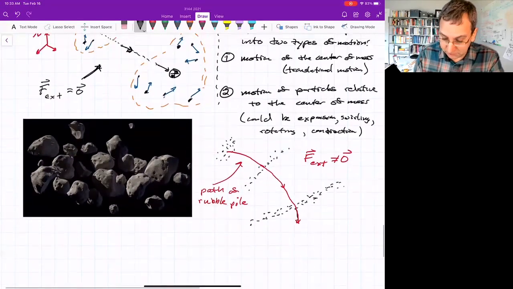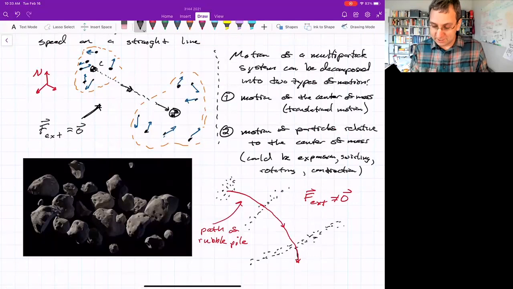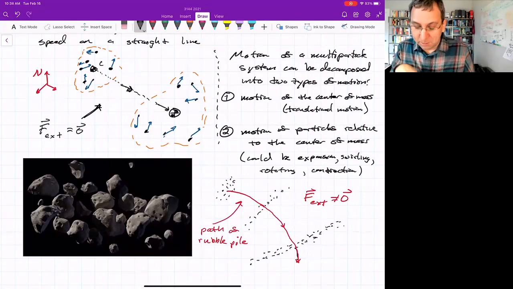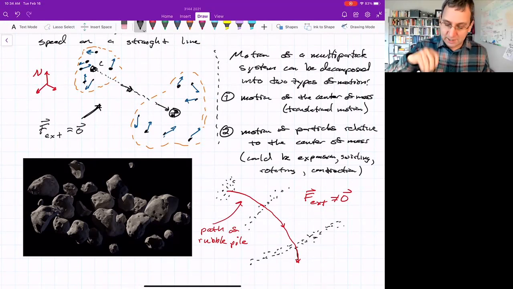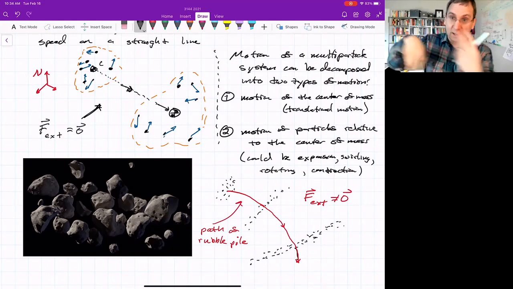So that's the superparticle theorem. The upshot, this thing on the right, is how the motion of a multi-particle system is decomposed into the motion of the center of mass and then the relative motion, which, if you're a galaxy, could involve a lot of things going on.